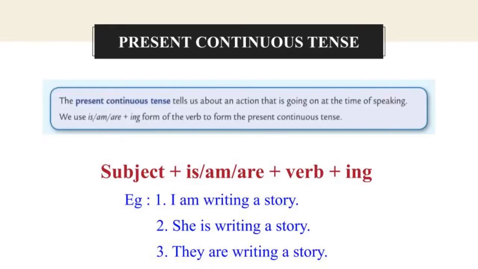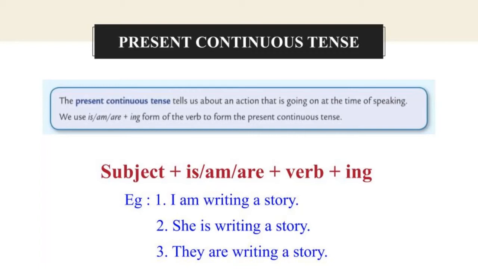Now we are going to see present continuous tense. What do you mean by present continuous tense? It tells us about an action that is going on at the time of speaking. It tells us about an action that is going on continuously at that moment. And one more thing, it is used to describe an action that is going on during that period of time, or otherwise an action in the future which has already been planned or prepared.